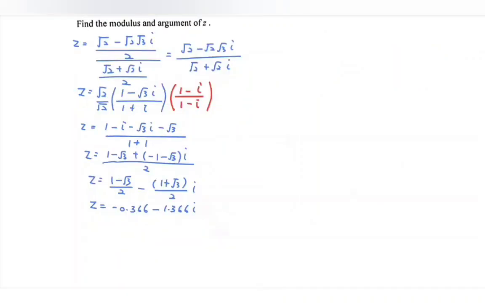Next, what we have to do is focus on the modulus of z. Since we have z, now we are going to find the modulus of z. The modulus of z is the square root of 1 minus square root of 3 over 2, squared, plus 1 plus square root of 3 over 2, squared. So the modulus of z will be equal to square root of 2. Next is to find the argument.